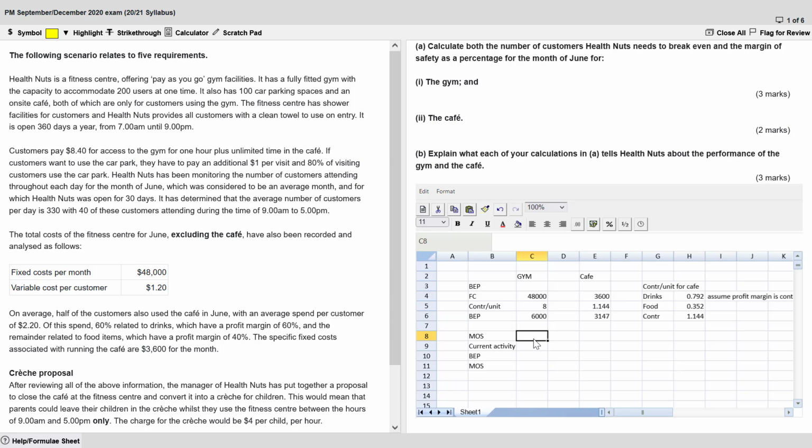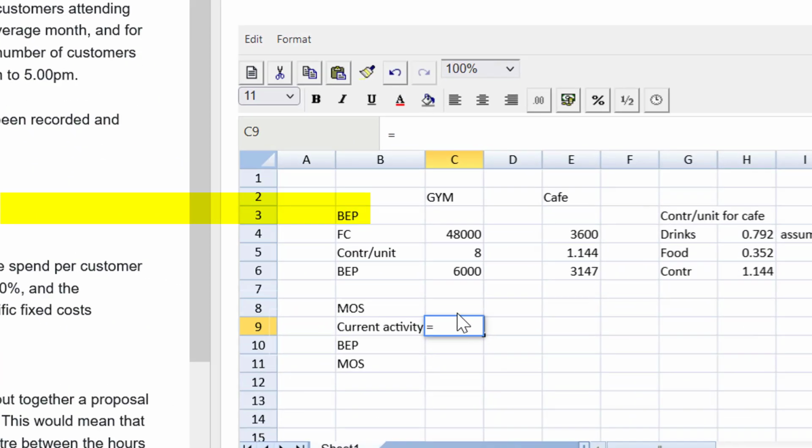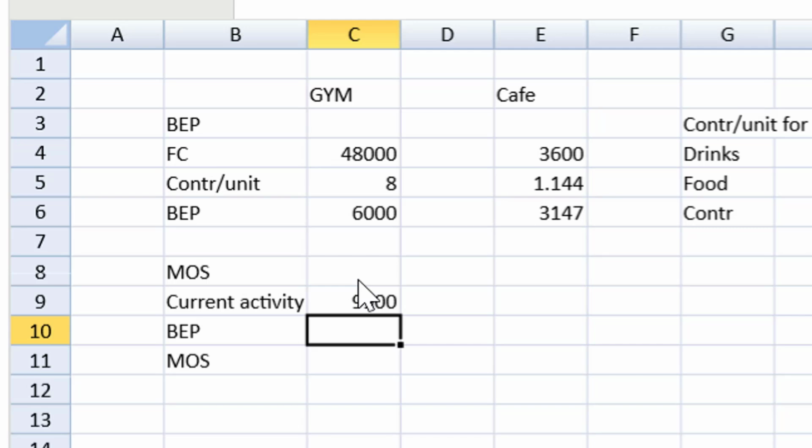Margin of safety. Well, the current activity, a little bit of a puzzle here. We've got to dig around in the paragraphs and find that. And we see that we have 30 days and 330 customers per day in a month. So we do 330 times 30. We can grab that break-even point from the calculation above, hit return. Margin of safety will then be equal to the current activity minus the break-even point. That's the change in activity to hit break-even point over the current activity.